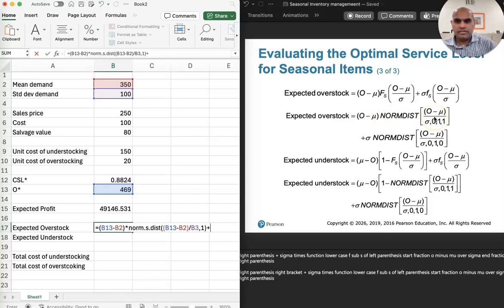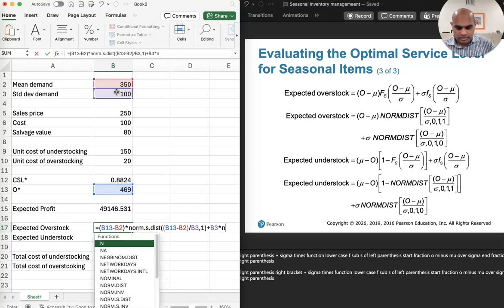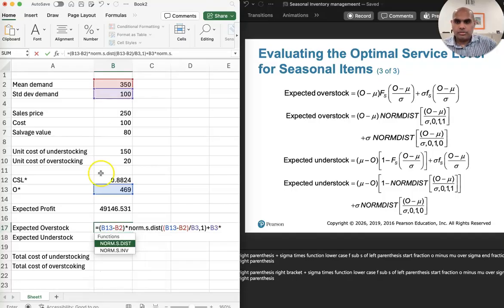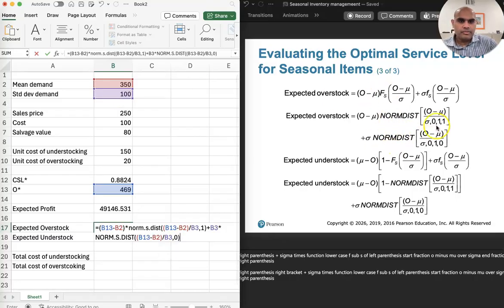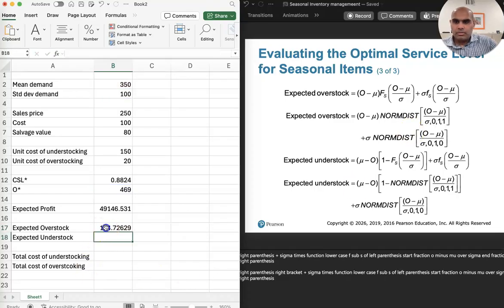And the second one is just standard deviation times, this time it is still NORM.S.DIST, the standard normal distribution, but (O minus mu) over sigma, but this time it is not a cumulative distribution, it's just the probability distribution. So that's the second half of the expected overstock. There you go.